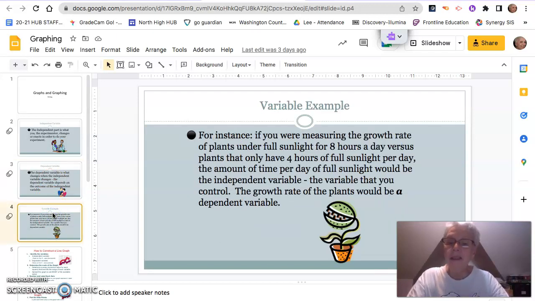So here is an example I give you. If you're measuring the growth rate of a plant under full sunlight for 8 hours a day versus plants that only have 4 hours of sunlight per day, think about that for a second. What did you change? The amount of time per day of full sunlight would be your independent variable because that's what you changed. The growth rate of the plant would be the dependent variable because that's what you are measuring.